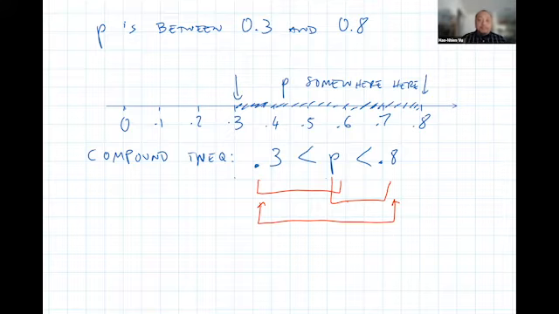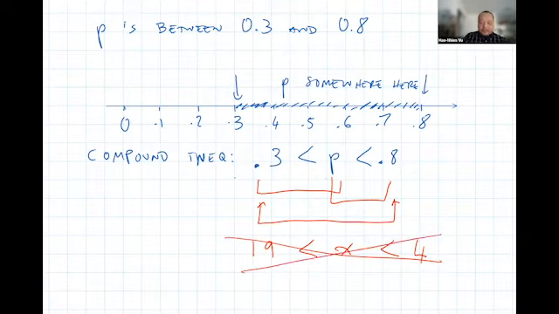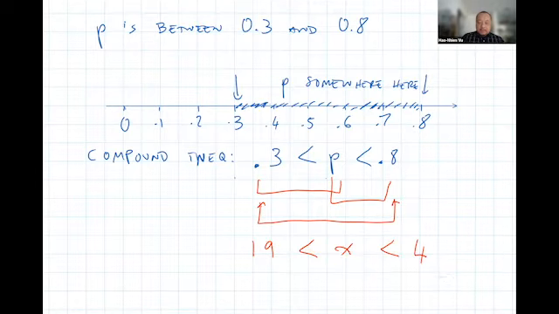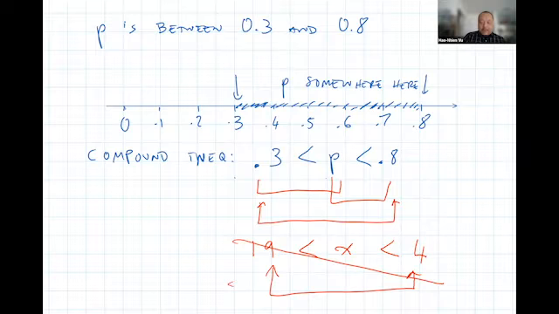I have seen people write something like this. That is an incorrect compound inequality. Because if a number is greater than 19, it will not be less than 4. And if you look at it from the far left to the far right, then definitely 19 is not less than 4. So this is a bad compound inequality. Don't write like that.